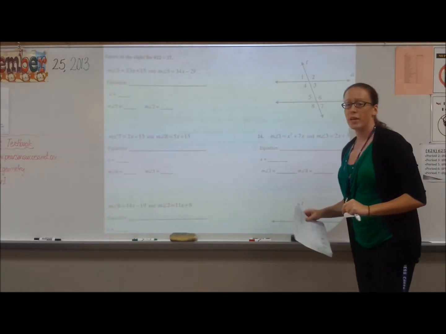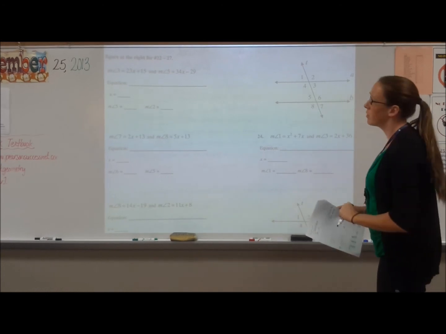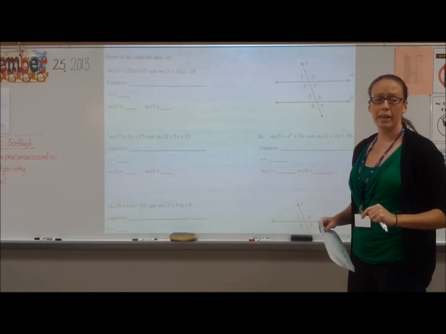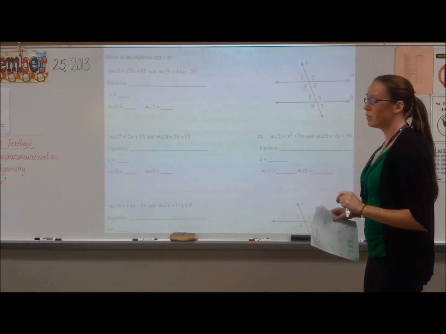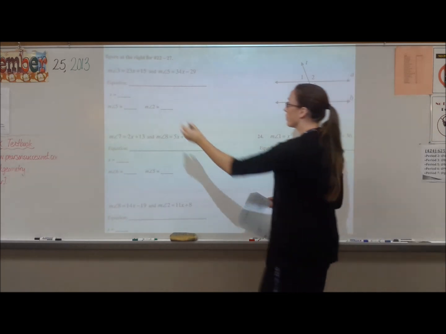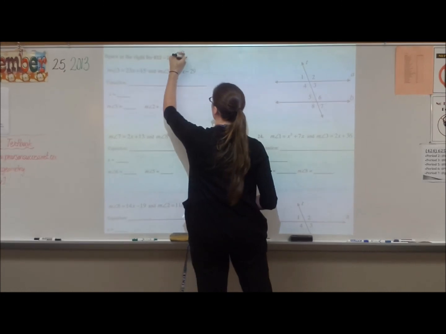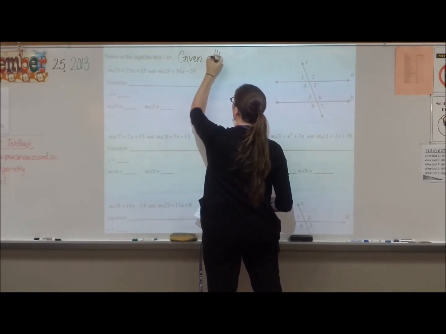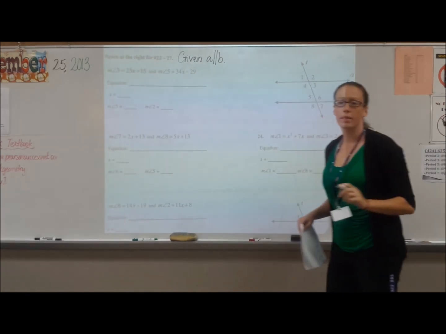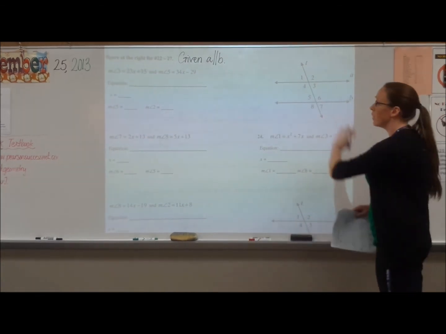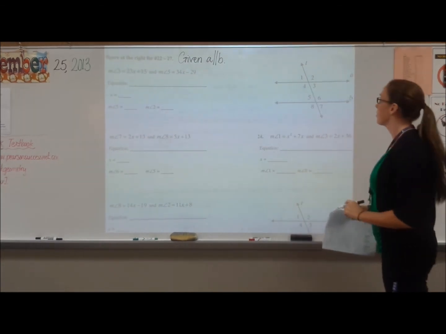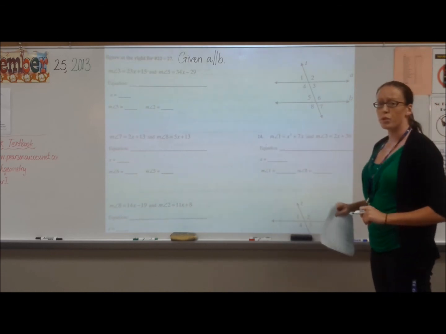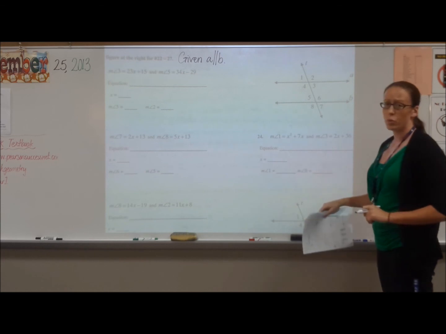Go ahead and flip to the back side of page 1. Please find question number 22 at the top. I want everybody to add something very, very important to the top of this page. Given A parallel to B. That information is critical for us to do any of the problems on this page. We're going to work on 22 and 24 together. Drop down to 28 at the bottom.